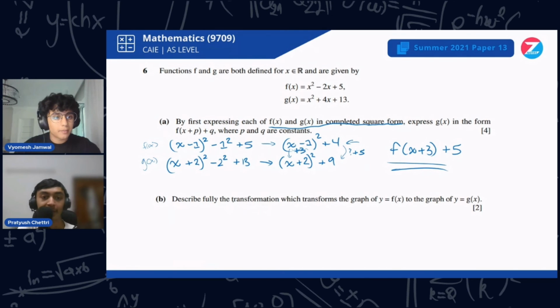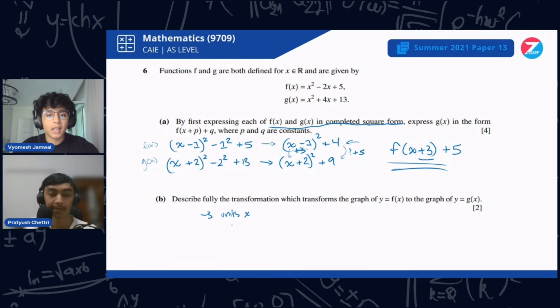So now describe the transformation which transforms f of x onto g of x. We've already done this, so it's pretty straightforward now. Looking at this, inside of the brackets of f of x, it's x plus 3. So that basically tells us that it's first of all shifted to the left by 3 units, and then after that, there's a plus 5 outside of the brackets that shows us that it's gone up by 5 units on the y-axis.